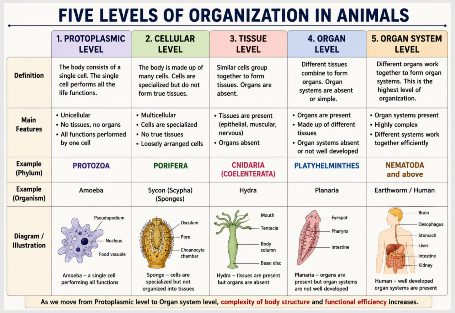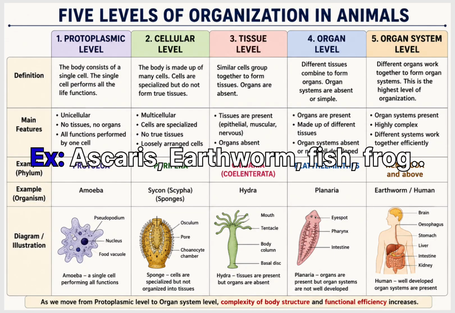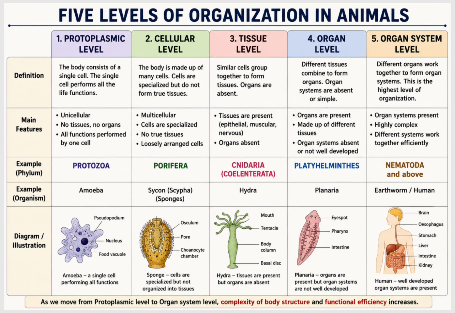And the last and most complex level of organization is the organ system level of organization. Here, different organs work together to form an organ system. For example, digestive system, respiratory system, circulatory system, nervous system, excretory system, reproductive system. So this level begins in phylum Nematoda and continues up to Chordata. For example, Ascaris, earthworm, cockroach, fish, frog, human, etc. So now we have understood the level of organization.